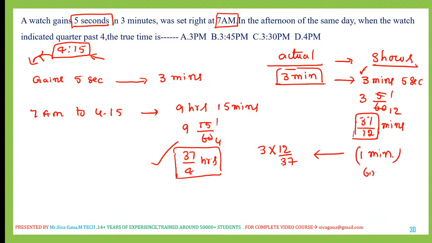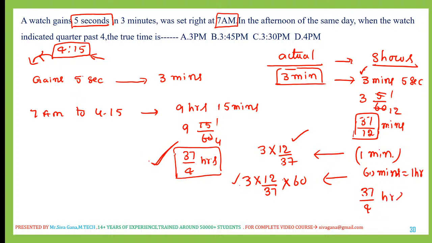I am writing for 60 minutes. 60 minutes is nothing but 1 hour. So for 1 hour it is 3 into 12 by 37 into 60 minutes into 60. This is for 1 minute. Now this is for 60 minutes. Now it is actually showing how much? 37 by 4 hours. Now for 37 by 4 hours, actual time is how much? 3 into 12 by 37 into 60 into 37 by 4. This is what you need to calculate.